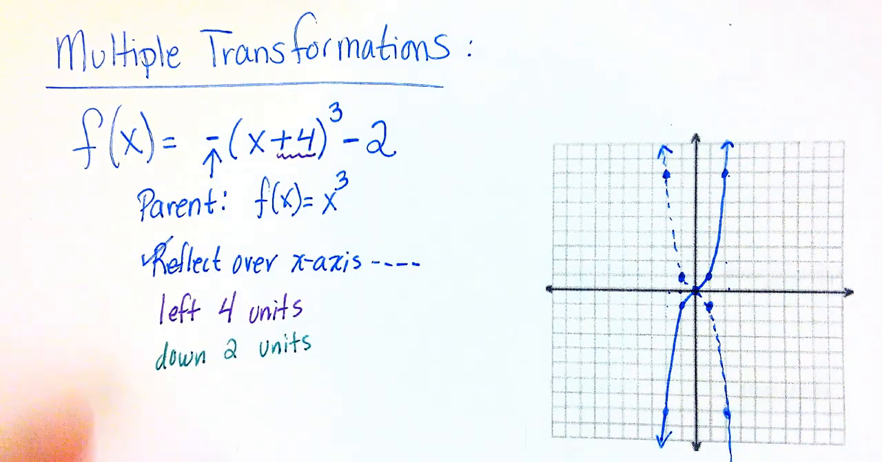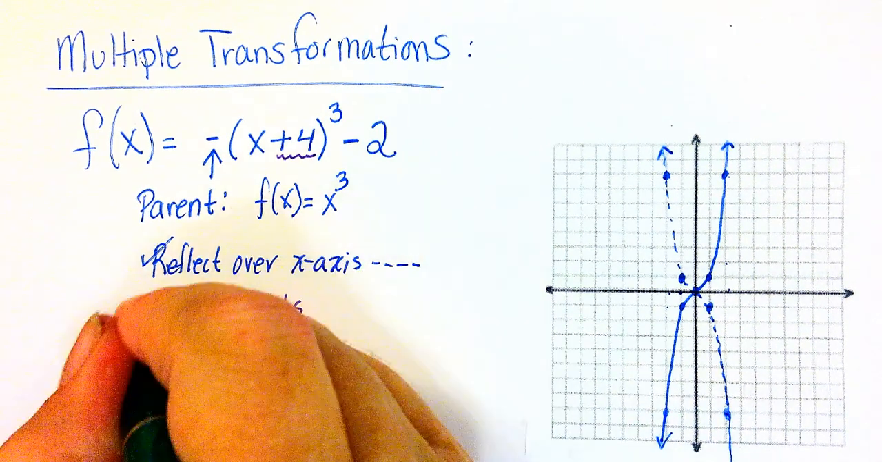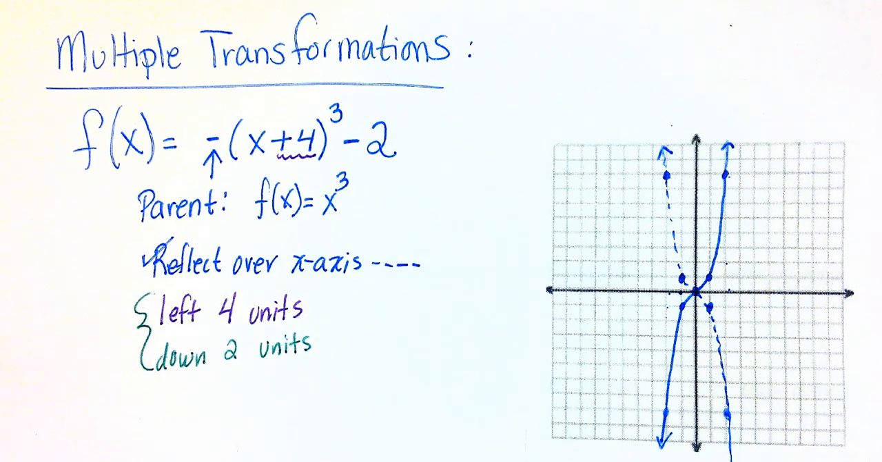Now I'm going to do both of these translations at the same time. I'm going to do it in green so we can see it. We're going to move each point left 4 and down 2. It's easier to do these translations all at the same time, because otherwise it will clutter up your graph. You could certainly do left 4, draw that graph, and then down 2 and draw that graph. That works too. But I'm going to do both of these.